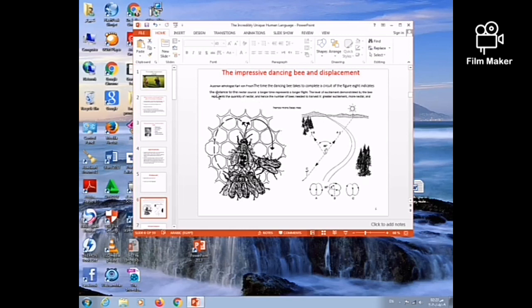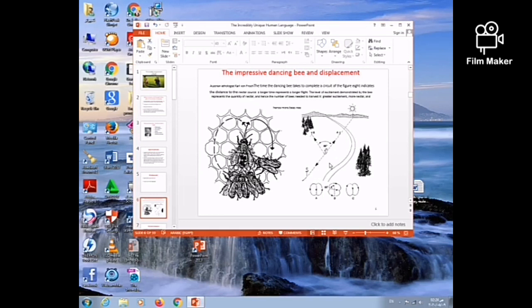And here we have the Austrian ethologist Karl von Frisch. He says that the time the dancing bee takes to complete a circuit of a figure 8 indicates the distance to the nectar source. The longer time represents a longer flight. If you look at the figure on the left, we find that the level of excitement can also be illustrated in dancing. The figure on the right illustrates the 3 positions of nectars.